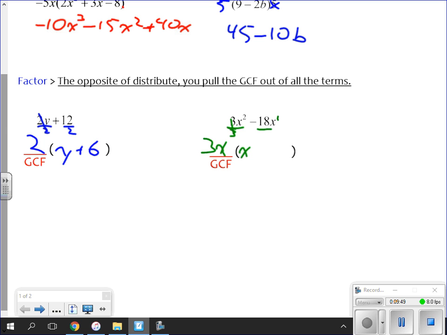And then I had a minus here. I had 18. I pulled the 3 out of the 18. What's left behind from that one? 6. 18 divided by 3 is 6. What about my x's? How many x's did I have? I had 1. How many did I take out? If I had 1 and I took out 1, how many are left? None. That's my answer.